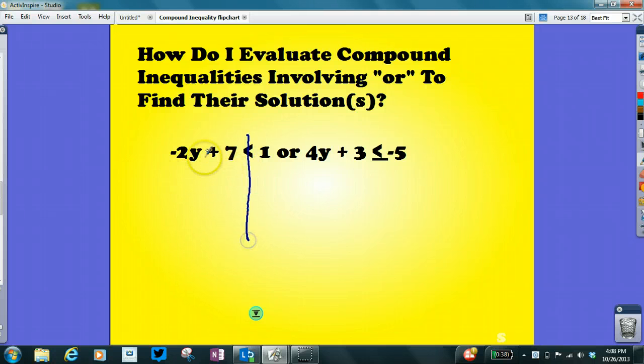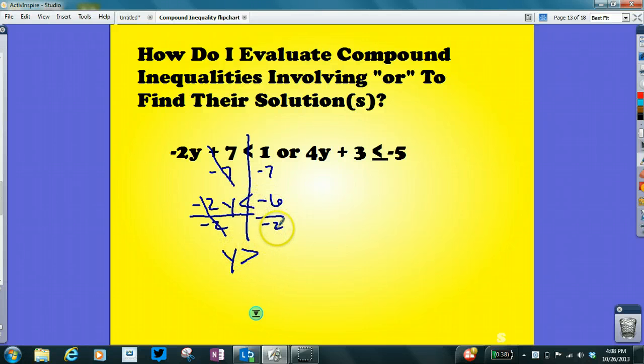Solve my first one. I get y by itself, subtract 7. I have negative 2y is going to be less than 1 minus 7, negative 6. Well, in this case, I'm going to divide by negative 2. Flip that sign because this is a negative. I'm dividing by that negative there. Flip the sign. y is greater than negative 6 divided by negative 2. That's going to be a positive 3. Box around that.